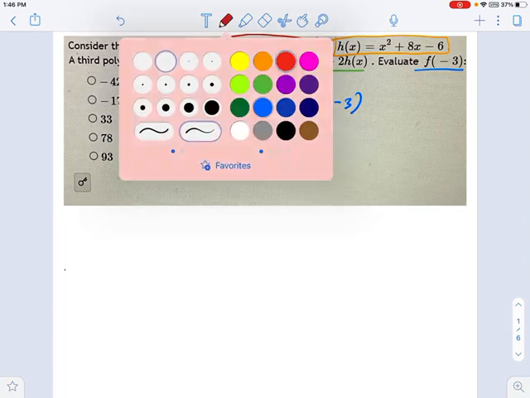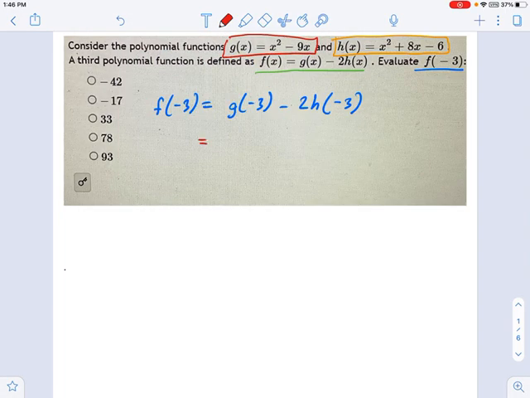Well, I'll do the red one first, g. This is going to be, remember what g of x is. It's x squared, or negative 3 squared, minus 9 times negative 3. Okay, so that's what the g portion of this is. And now let's do the h portion. Okay, I've got minus 2 times h. Well, what's h of negative 3? That's going to be negative 3 squared plus 8 times negative 3.